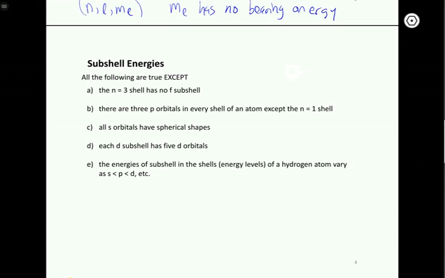Remember that s, p, d, and f tell us the second quantum number, l. For s, p, d, and f, we have l equal to 0, 1, 2, and 3. So for an f subshell, l equals 3. And remember that if n equals 3, the maximum value of l is n minus 1, which is 2. So we cannot have a 3f subshell. So this is false. Wait, sorry. Yeah, this one's true. Sorry. The n equals 3 shell has no f subshell. That's going to be true because in n equals 3 we have s, p, and d, but no f, because l cannot be 3.